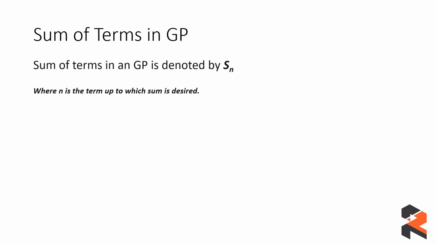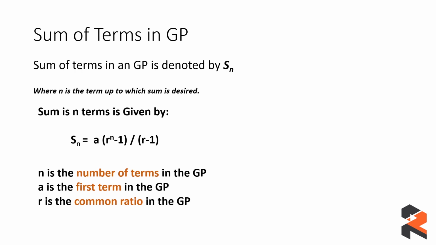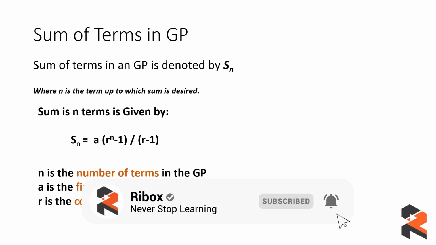Now let's look at some sum of terms in GP. Just as we saw the sum of terms in AP, there is a concept of sum of terms in GP as well. The sum of n terms in GP is given by A into R to the power n minus 1 upon R minus 1, where n is the number of terms of GP, A is the first term in the GP, and R is the common ratio in our GP.